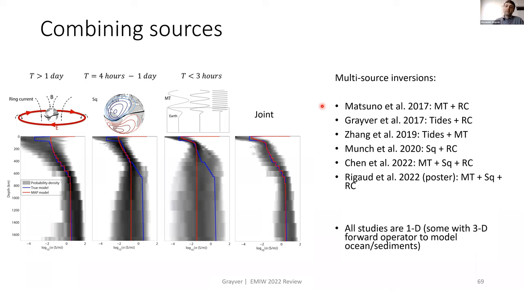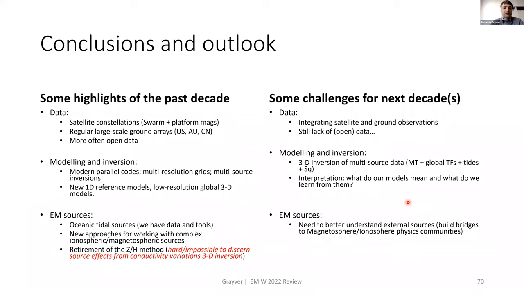There have been already some of these studies where different types of sources have been jointly inverted. They are all more or less 1D. I mean, they can have a 3D forward operator to model, for instance, the realistic responses from the heterogeneous ocean or sediments, but the subsurface conductivity is parameterized as 1D. So I would say that the development in this direction and the extension of these approaches to 3D would be a challenge for the next decade.